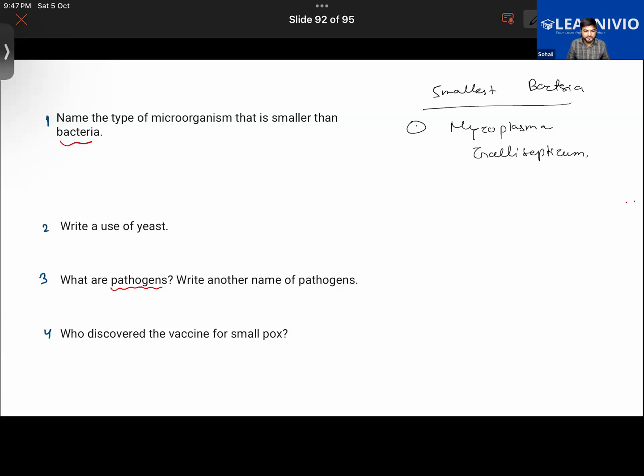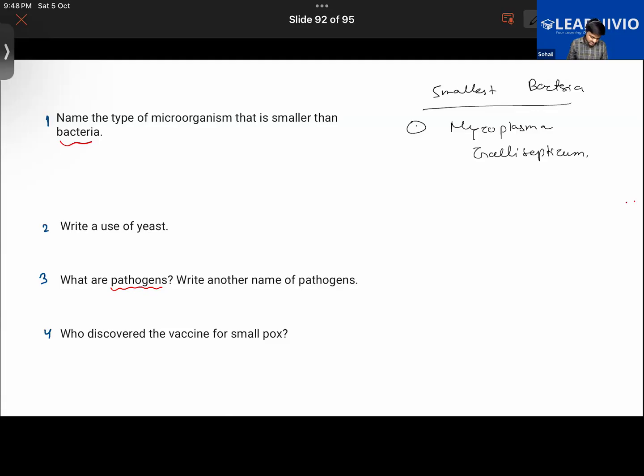Write the use of yeast. Yeast is used in the baking industry for making bread, and in the alcohol industry as well. What are pathogens? Pathogens are small organisms that are not seen by the naked eye. Pathogens are harmful only. They are organisms that cause a range of different diseases in humans.